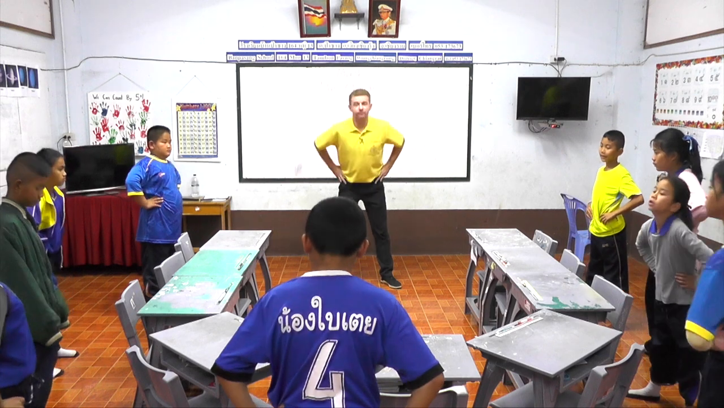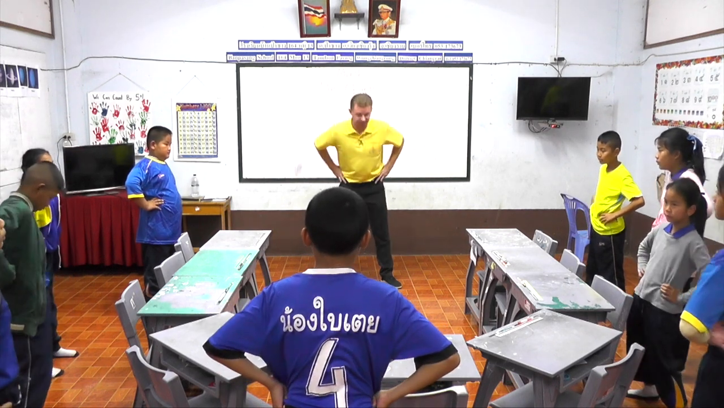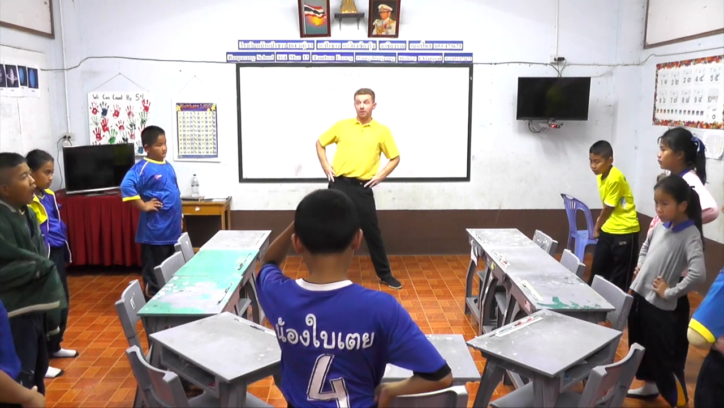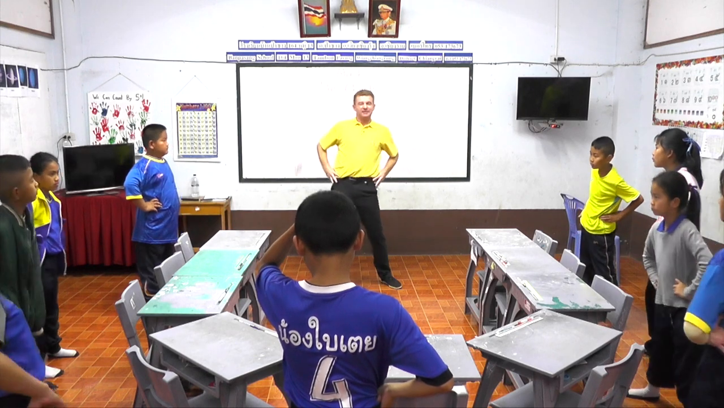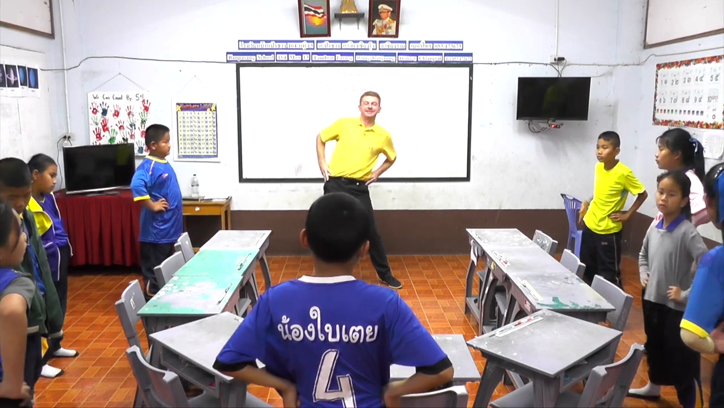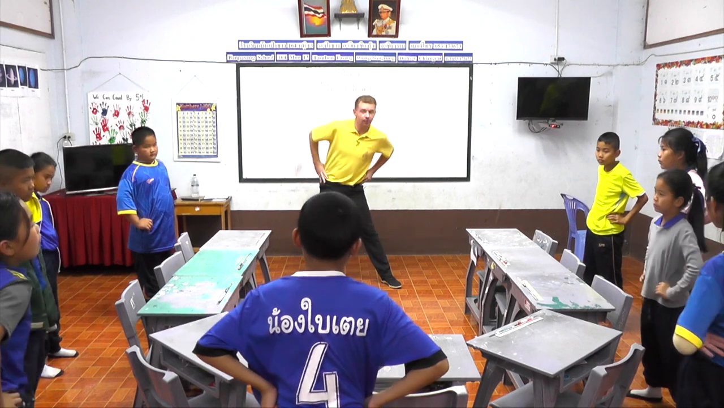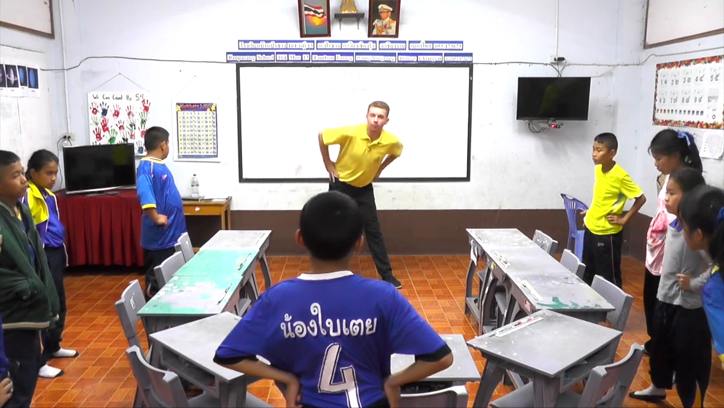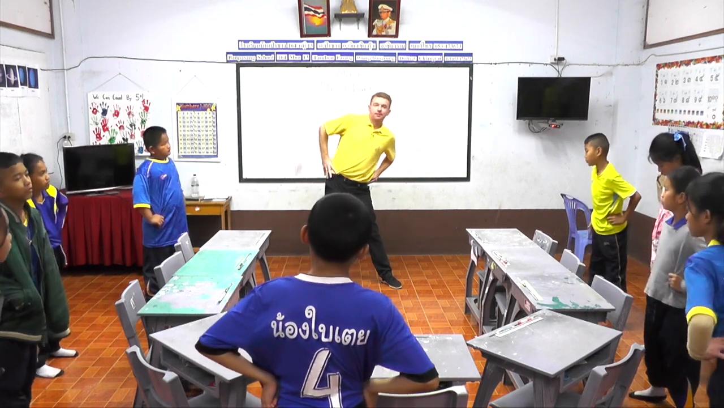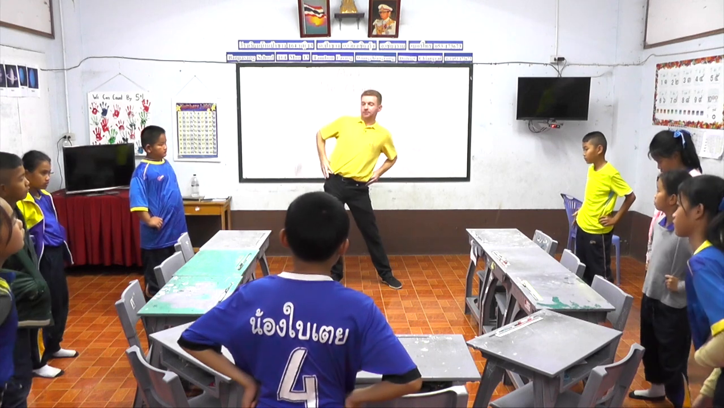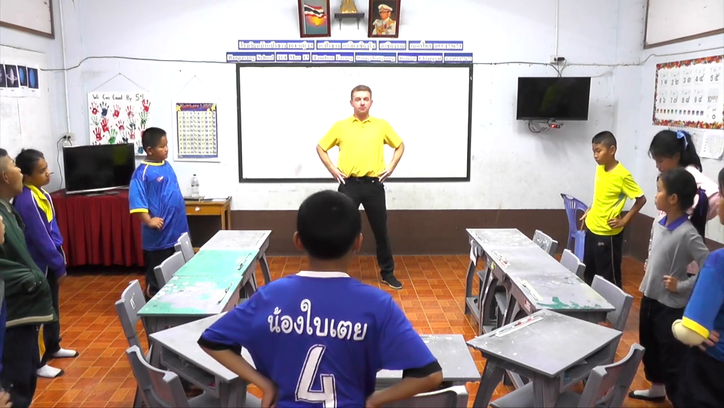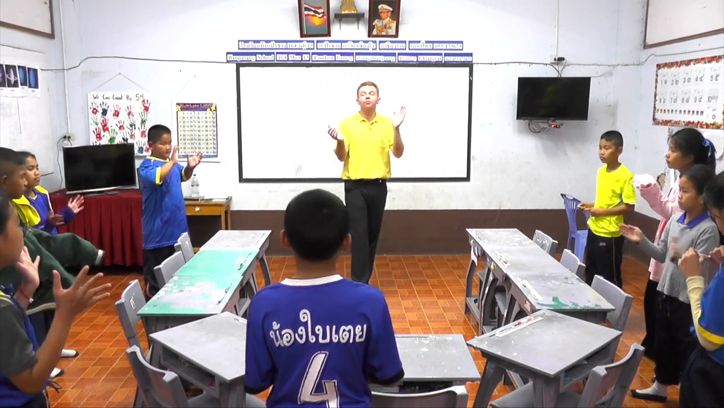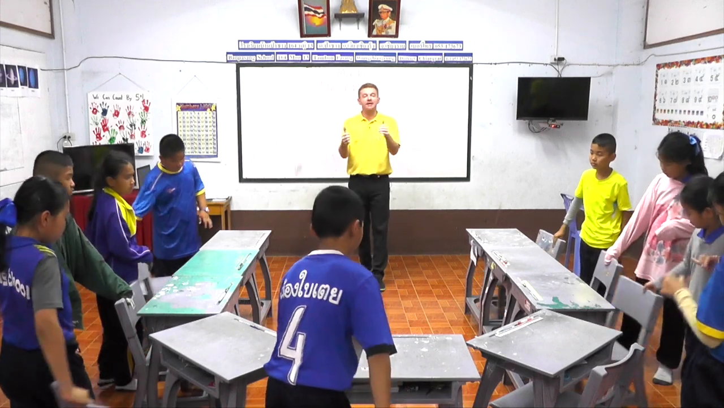Forwards, backwards, forwards, backwards, forwards, backwards, and stop. Now we can go round and round. Round and round. And stop. And now back the other way. Round and round the other way. And stop. And to finish, we will do 5 claps. 1, 2, 3, 4, 5. Excellent, guys. Have a seat.